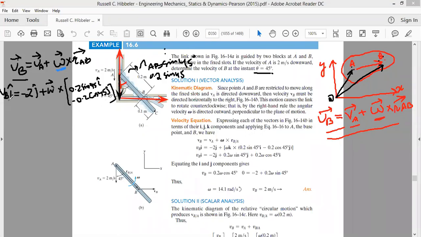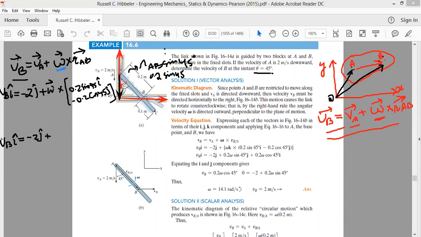Okay, now as far as, like we did in the previous question, our VB i cap is equal to minus 2 j. Look at the angular velocity vector plus. As far as the angular velocity vector is concerned, we have to see in which direction the rod AB is rotating.